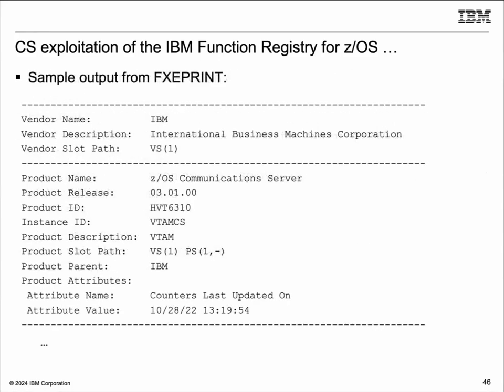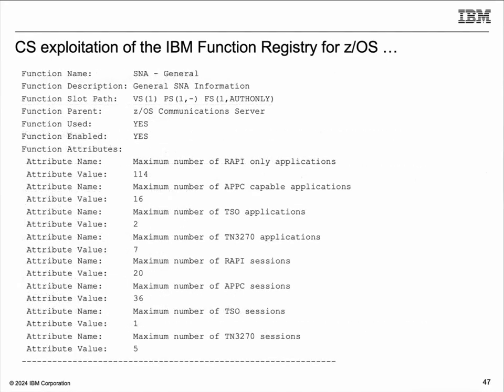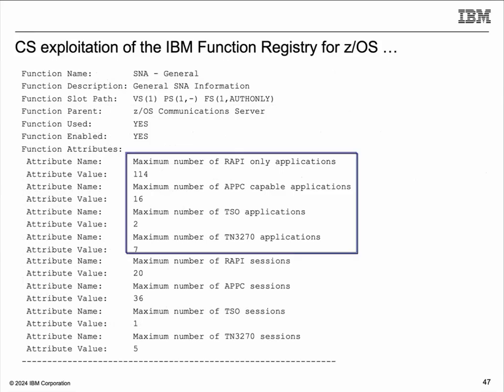The output from the FXC print utility starts with just some basic information about which product or element we're looking at, in this case, VTAM. And then here's the actual information itself. There's a block here that's the applications: how many RAPI (record API) applications you have, how many APPC applications you have, how many TSO apps, TN3270 apps, and so forth.